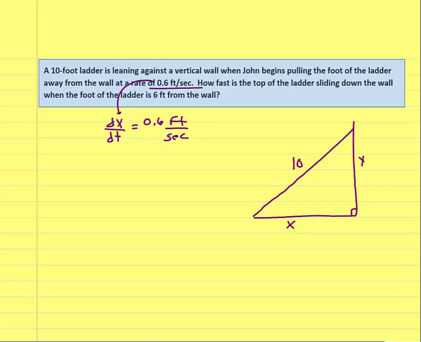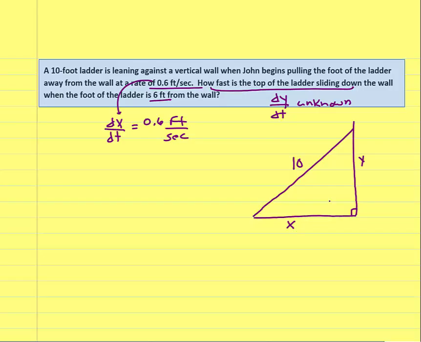Now it says how fast is the top of the ladder sliding down? That's dy/dt. This is our unknown. When the foot of the ladder is 6 feet from the wall. Okay, so this 6 feet from the wall bit will come into play here as well in a second. So as we get started here, I need an equation. Pythagorean's theorem looks like it'll work perfect.